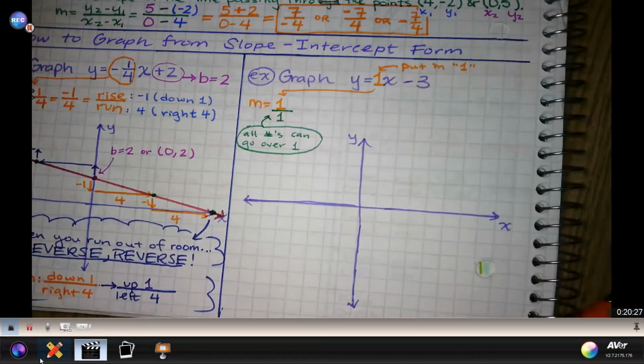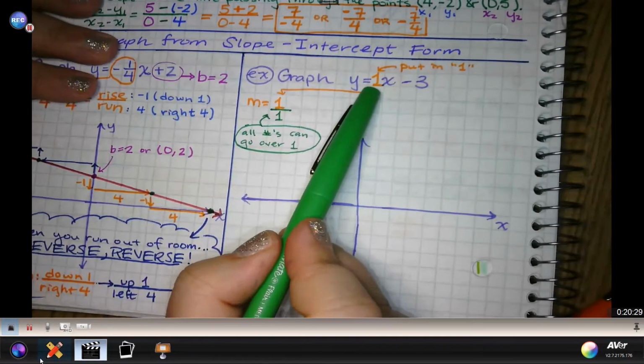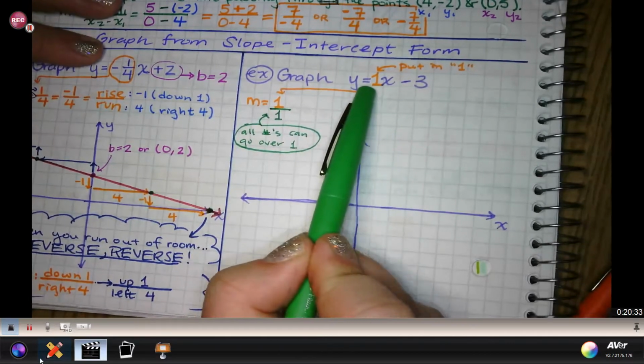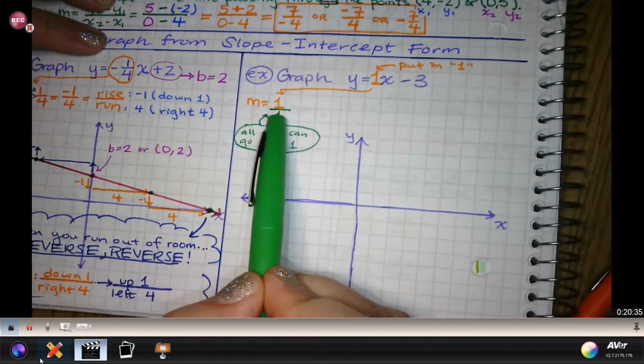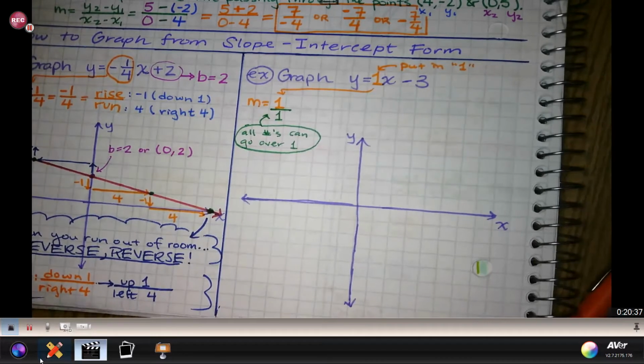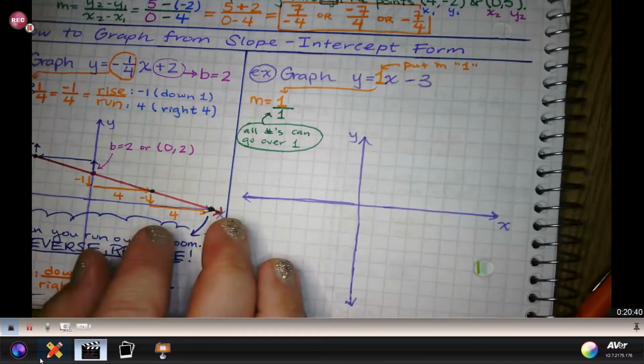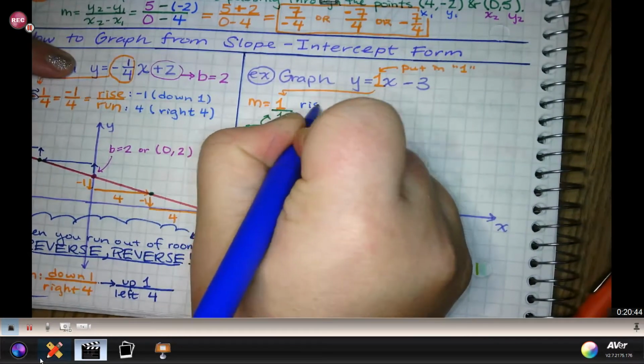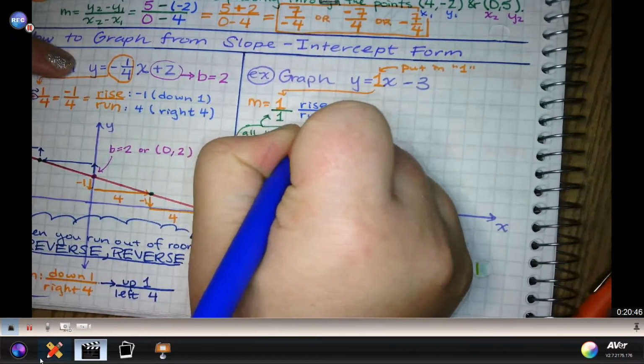Okay, so anytime you don't have a fraction, like if you had the number 7, well, make it 7 over 1. If you have the number negative 12, make it negative 12 over 1. Ta-da, you have your fraction. So this time I don't have to deal with any negative, so I can just go straight into rise over run.